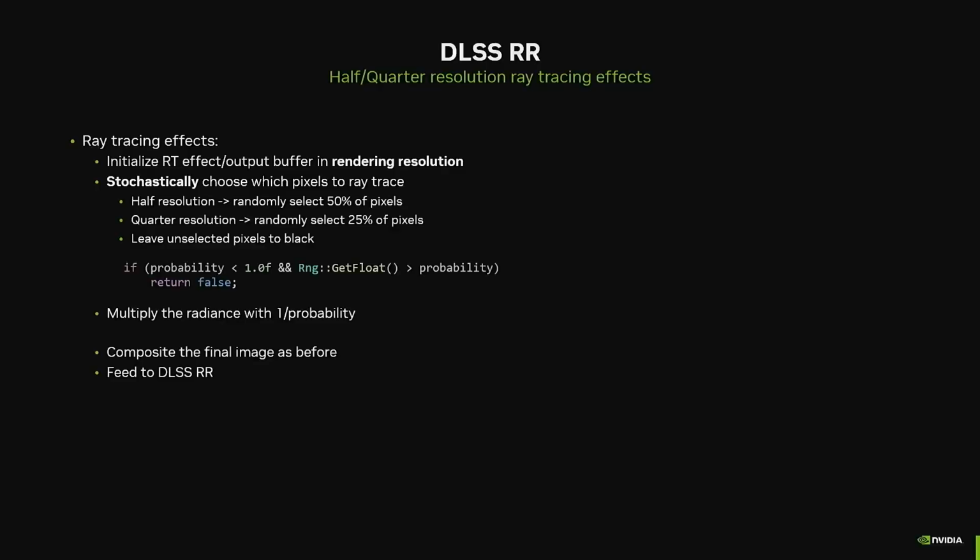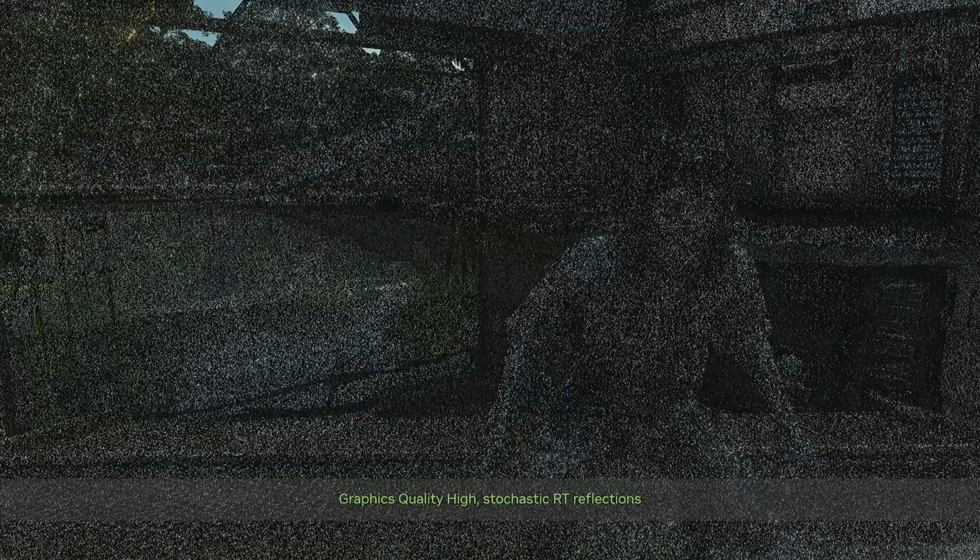Looks good. But when we go to lower resolution, so in this case fewer samples in a stochastic manner, we simply randomly select pixels that we are going to trace or not trace. For example, in half resolution, just randomly select 50% of the pixels, and in quarter res, 25%, and so on. And remember to multiply the radiance by 1 over the probability, feed the image to RR, and let's see what happens. So here's the noisy image again. Of course, you can probably spot that there's way less information, way more black pixels.